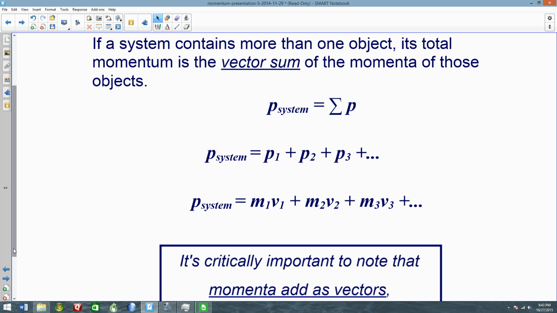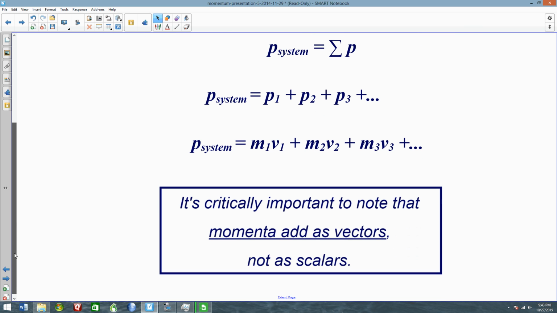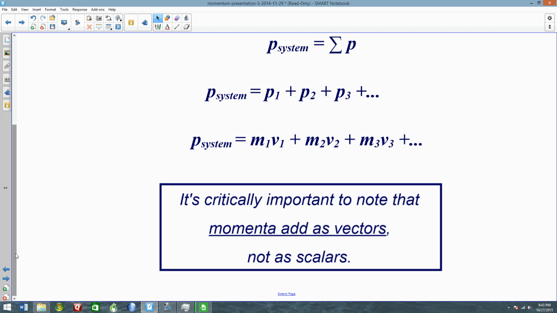That means that we add up the momentum of each particle or each object in the system, and we know that the momentum is equal to the mass times the velocity. It's critically important to note that momenta add as vectors, not as scalars. So that means if there's angles given in the problem, you need to break it up into components. We can only add I hats together with other I hats, and we can only add J hats to J hats. We cannot add I hats to J hats.